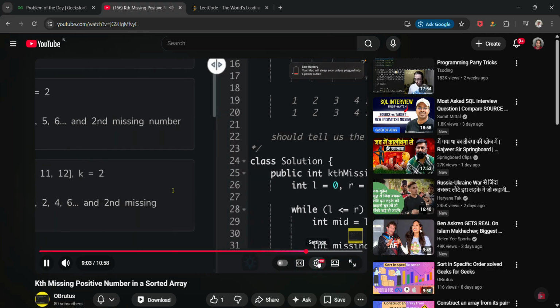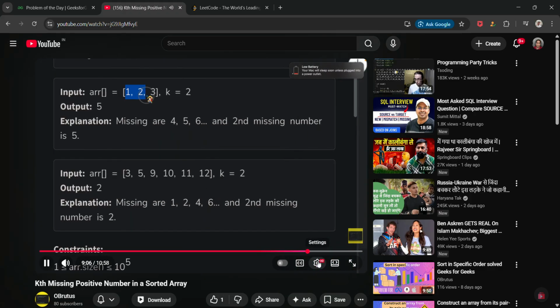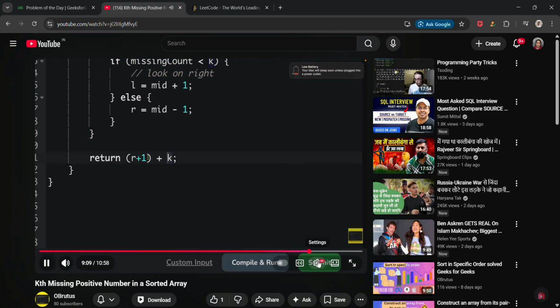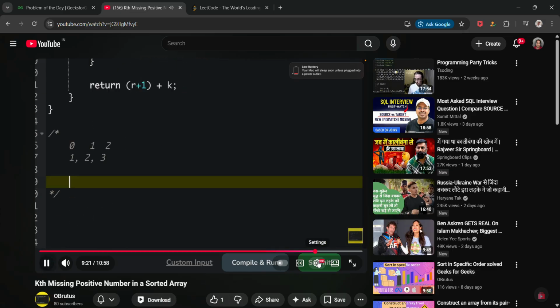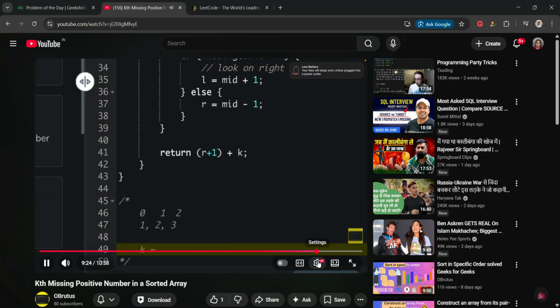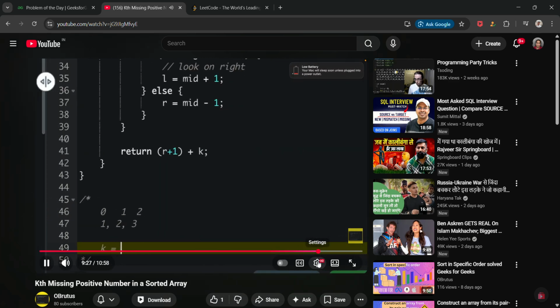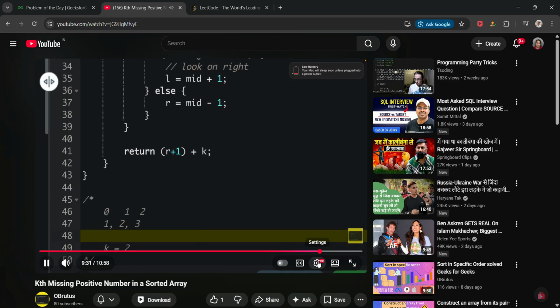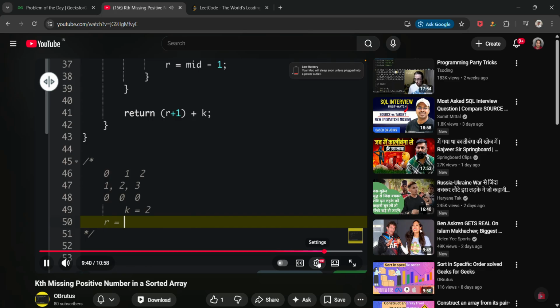So it's very similar to, let's take another example over here: 1, 2, 3, with indices 0, 1 and 2, and k is equal to 2. So the missing numbers are 0, 0 and 0. And since these are zeros, our target or our end right would be 2.